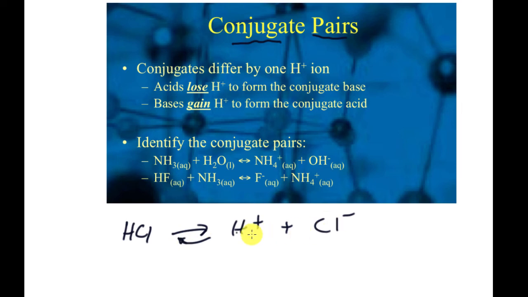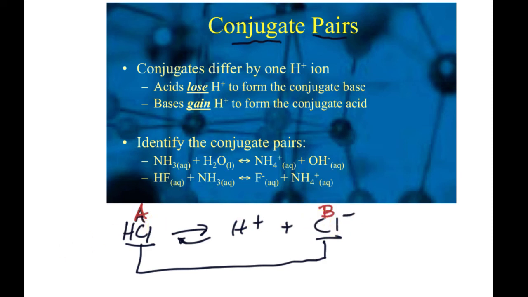So this can act as an acid, and this will act as a base. These two here are connected together with each other as conjugate pairs. Because if this loses a hydrogen ion, we would call this an acid. We would say this is the acid. This becomes the base, and it's a conjugate acid-base pair.